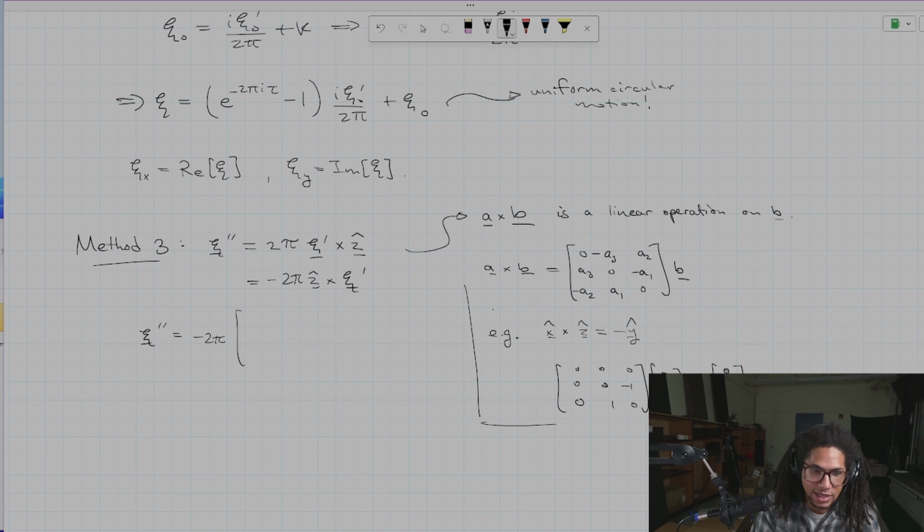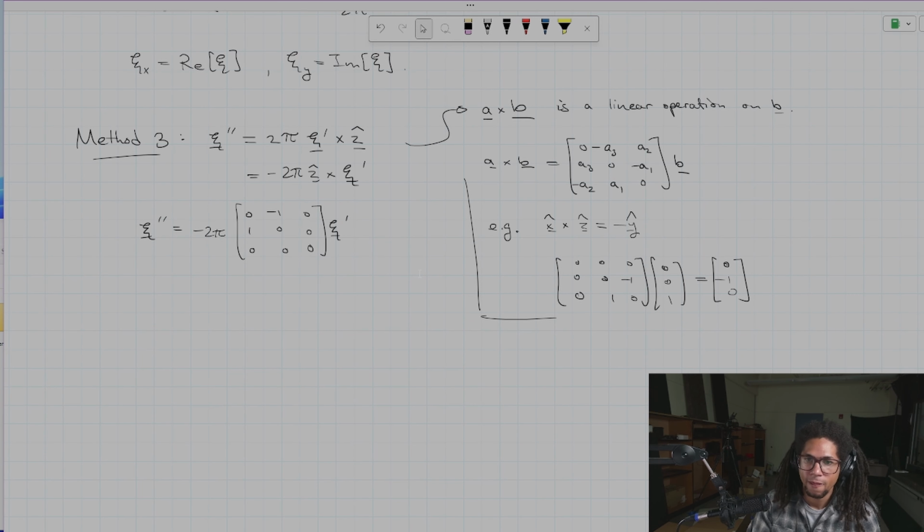And then I need the z hat vector. But that is going to give me 0, minus 1, 0, 1, 0, 0, 0, 0, 0 as a matrix. All right, and then times c prime. Great. The clever thing that I'm going to try to do here is just call this matrix anything. I'm going to call it M. Actually, sorry. Before I do that, let's do one more step.